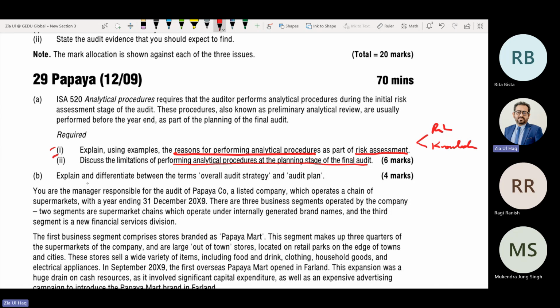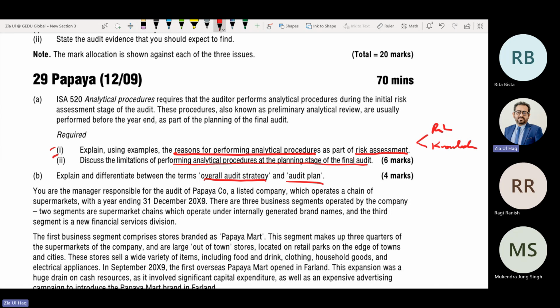Part B for 4 marks, explain and differentiate between the terms overall audit strategy and audit plan, that we have discussed already. Audit strategy is to highlight risky areas and direct the work of audit team. Audit plan is a detailed procedure plan about how to conduct the audit. Audit strategy can be defined before plan. Plan is prepared after the strategy. Audit plan is more detailed as compared to strategy, as a strategy includes only high risk areas, while plan includes high risk areas as well as response to risk. Audit strategy defines scope, timing, and direction of audit, while audit plan defines nature, timing, and extent of audit procedure.